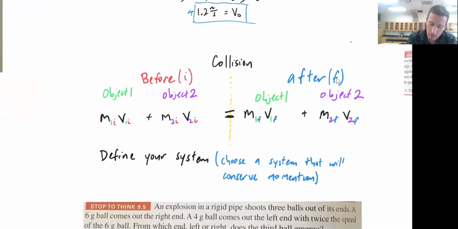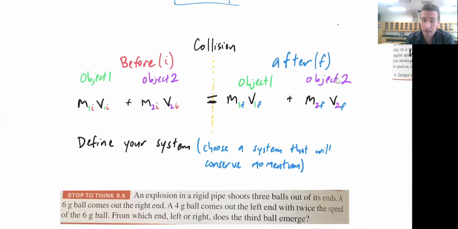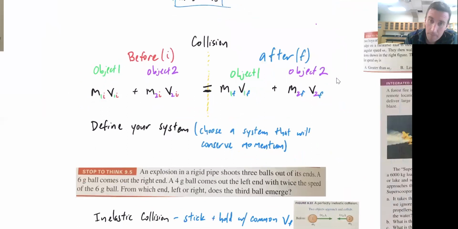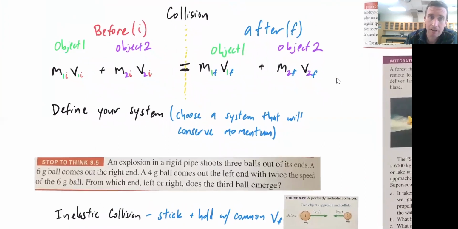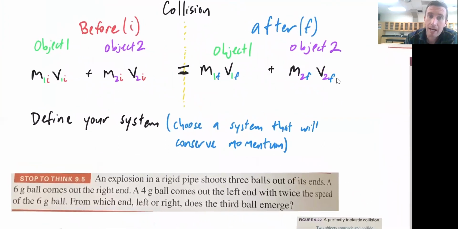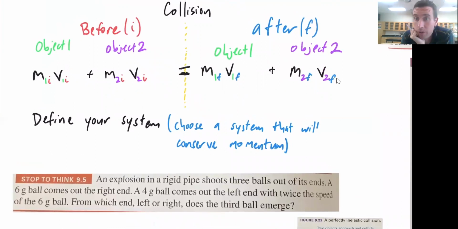All right, so let's look at a collision. What if the things are not standing still at the beginning? Well, we can set objects in a collision so that their momentums are equal to each other before and after a collision. I've coded before as red, and I'm using I for initial, after is blue, and I'm using F for final. Then I have the momentum of each object. Object 1 is green, object 2 is purple.